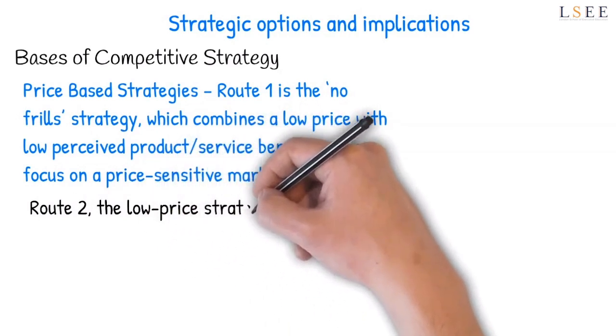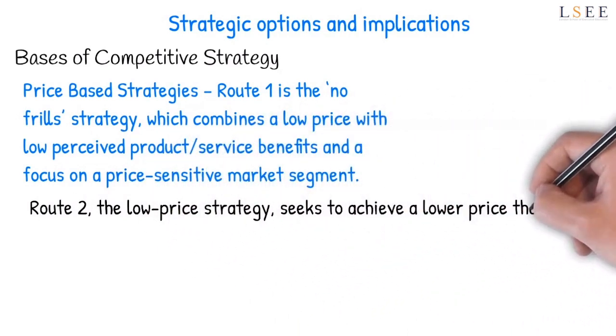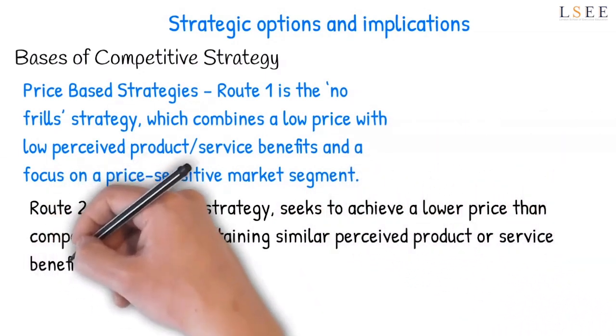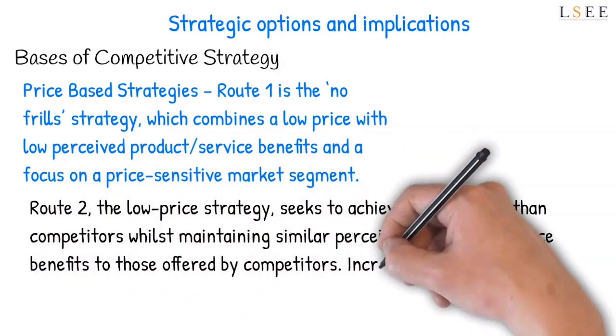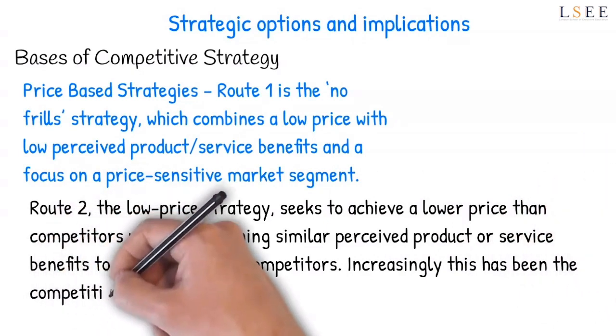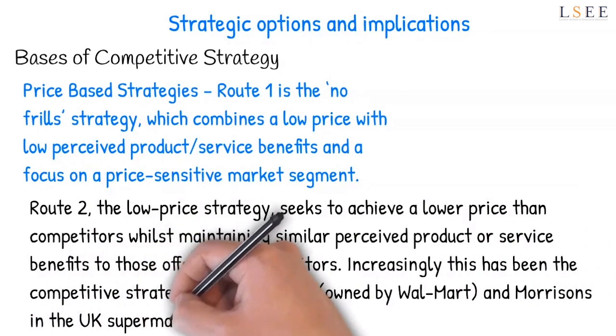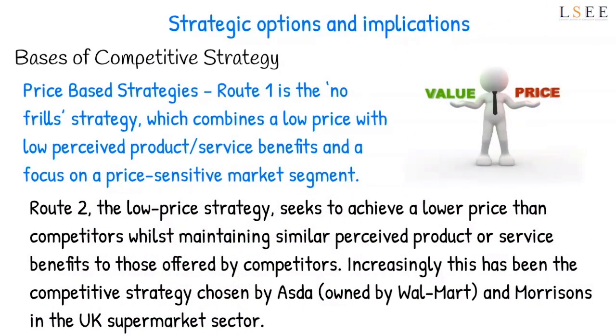Route 2, the low-price strategy, seeks to achieve a lower price than competitors whilst maintaining similar perceived product or service benefits to those offered by competitors. Increasingly, this has been the competitive strategy chosen by Asda, owned by Walmart, and Morrisons in the UK supermarket sector.